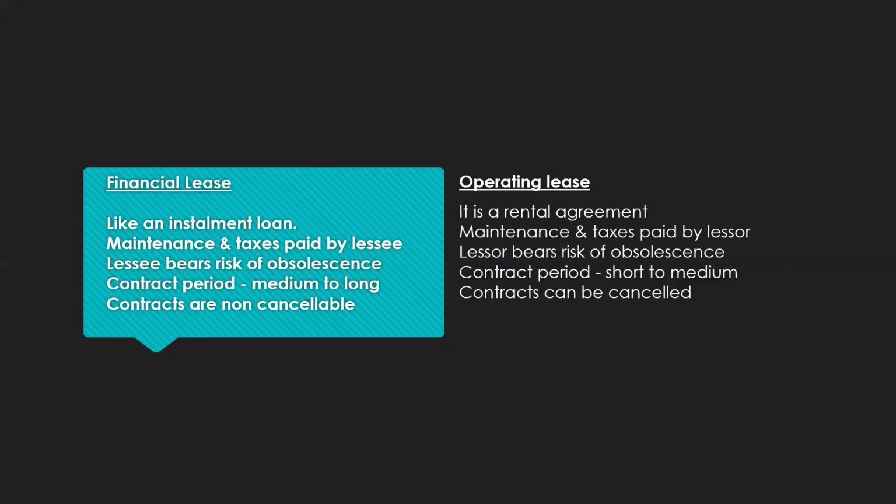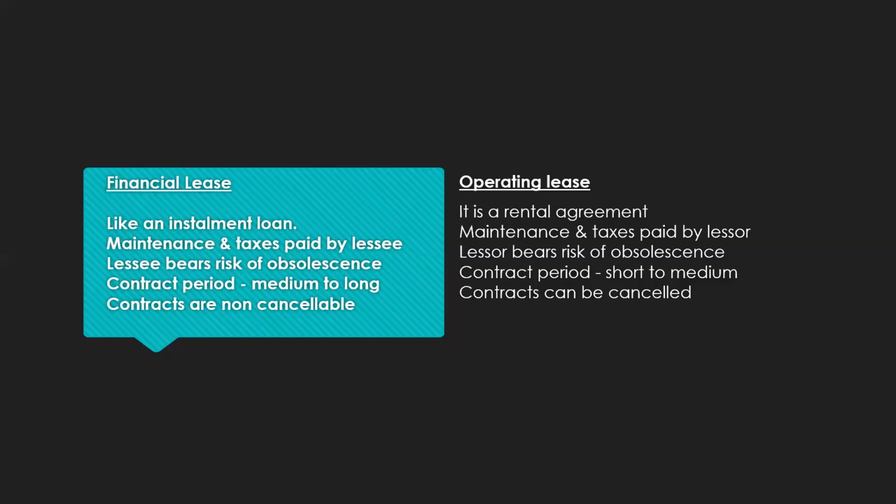So the risk of obsolescence is borne by the lessee in case of financial lease, whereas in case of operating lease, the lessor will be bearing the risk of obsolescence. Financial lease is for a very long period of time. Usually, land, building, and all will be taken for financial lease. So, when you're leasing out a land to an institution, it will be leased out for a period of 50 years or 100 years. So, it's a very long period lease.